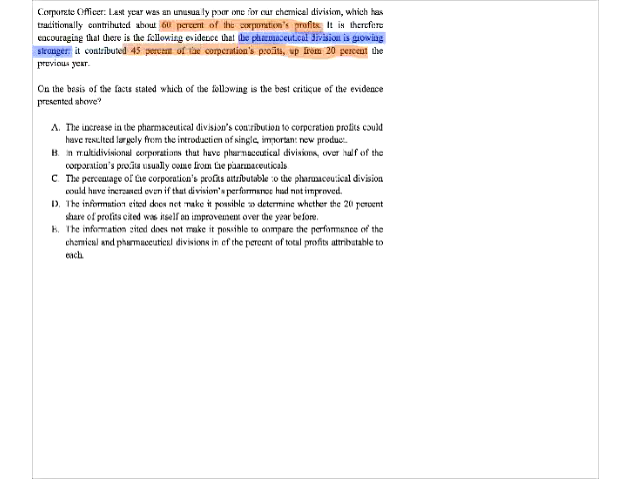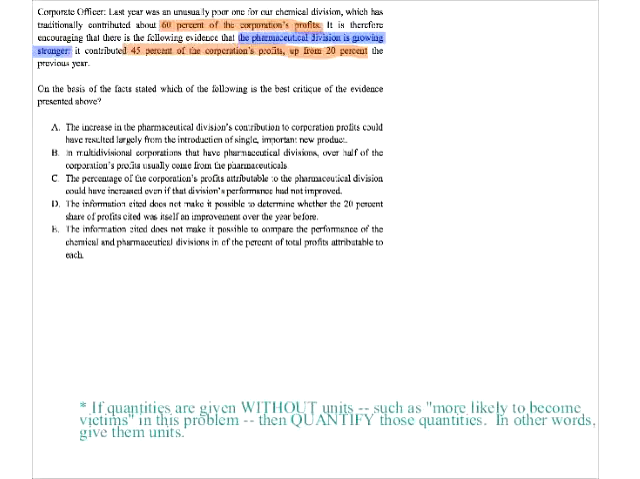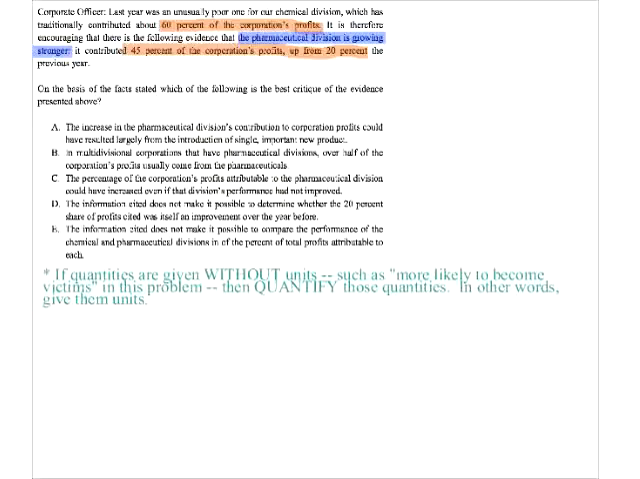Okay, so remember what we said last time. In the last problem we remarked, if you have quantities given without units, the first thing you have to do is quantify. Because in a lot of cases, that's going to be a significant factor in play here. So the blue thing says the pharmaceutical division is growing stronger. How would you guys quantify that? Text box, please. What units would you give that?